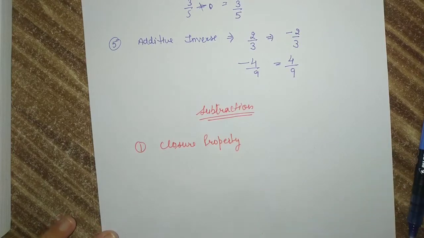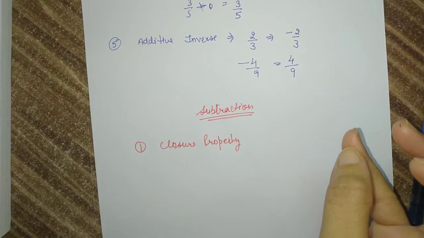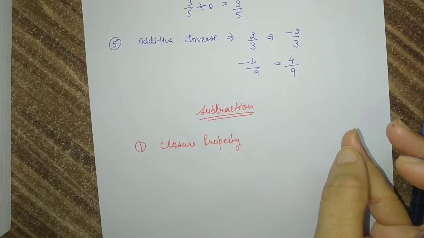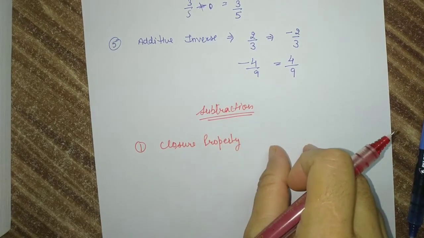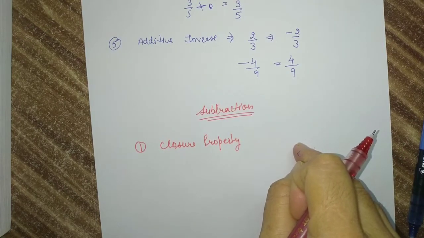In case of commutative and associative, these properties will not work, because if we change the numbers and we change the order and the group, then the sign will be different, and it will give a different result.